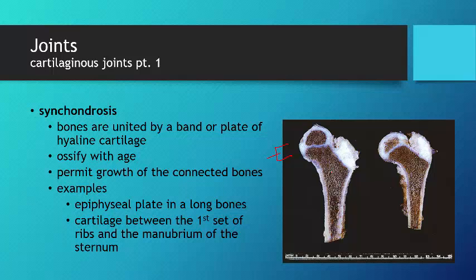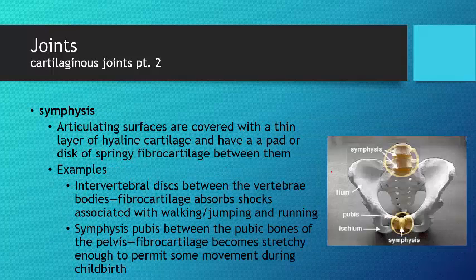Okay, so that's the synchondrosis, and now we'll look at the symphysis, the second kind of cartilaginous joint. In a symphysis, the articulating surfaces are covered first with a thin layer of hyaline cartilage. So we have that thin covering of hard cartilage, but then in between the two layers of hyaline cartilage, we have a disc or a pad of springy, very tough fibrocartilage. And they permit a little bit of movement.